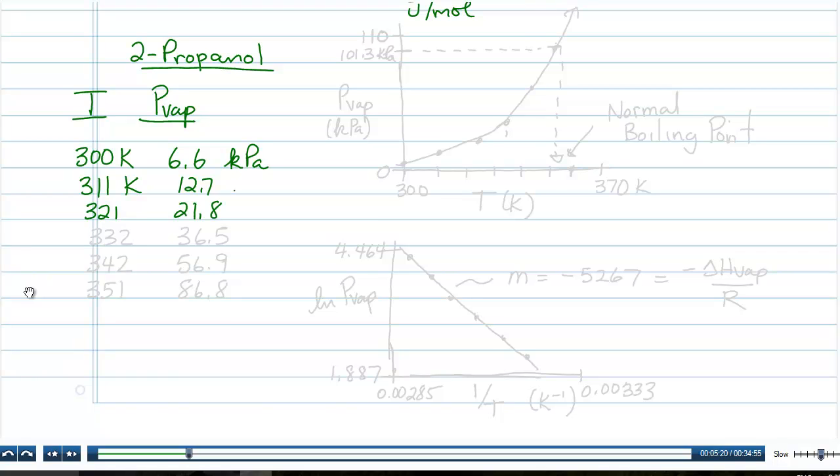We'll go up to 332 Kelvin, and the vapor pressure is now 36.5. We'll do a couple more. 342 Kelvin has a vapor pressure of 56.9 kilopascals. And finally, we'll stop at 351 Kelvin. The vapor pressure is 86.8 kilopascals.